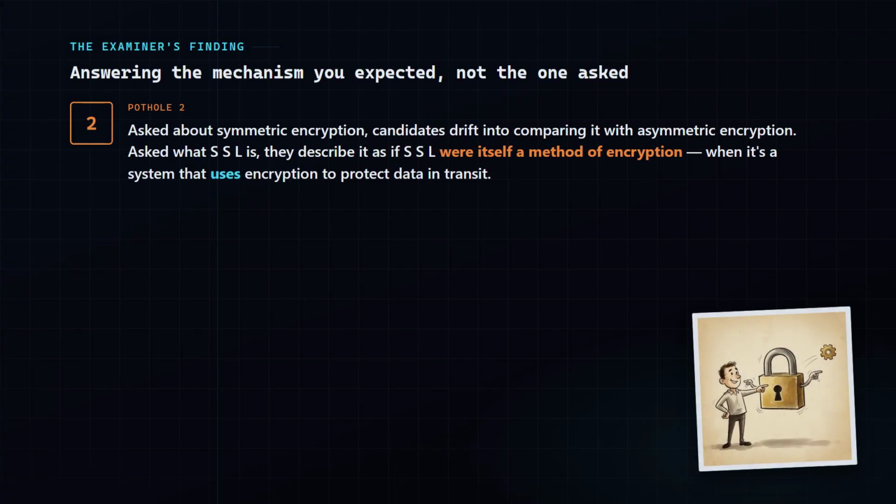Here's the second. Asked about one specific mechanism, candidates explain a different one instead. Asked about symmetric encryption, they drift into comparing it with asymmetric encryption. Asked what SSL is, they describe it as if SSL were itself a method of encryption, when SSL is a system that uses encryption to protect data in transit, not an encryption method in its own right.